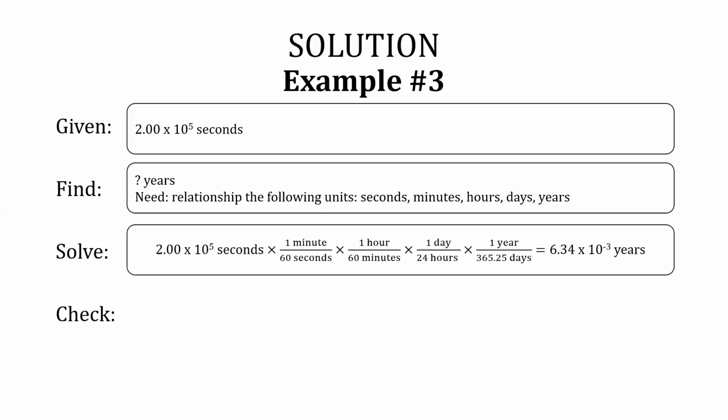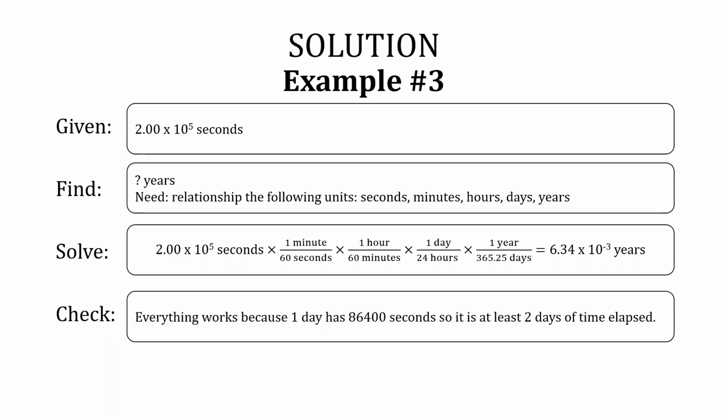Solving this problem begins by taking 2.00 times 10 to the 5 seconds, and after converting it to units of minutes, hours, days, and years as shown, it equals 6.34 times 10 to the minus 3 years. In checking the answer, it is reasonable because 1 day has 86,400 seconds, so it is at least 2 days of time elapsed.